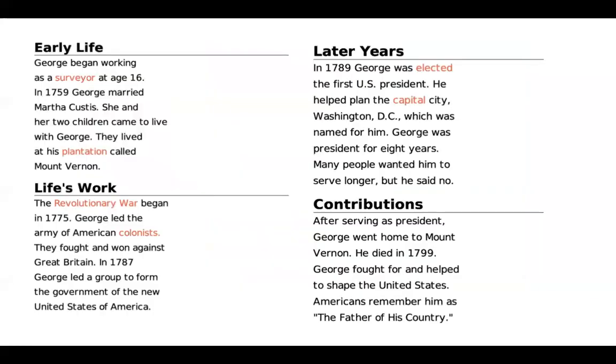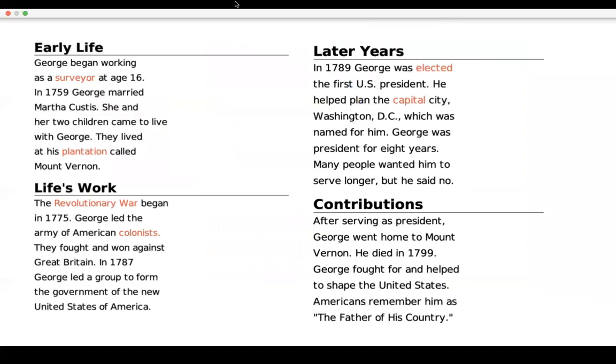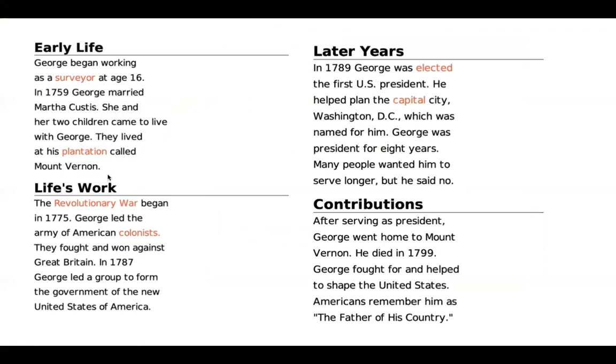Early life. George began working as a surveyor at age 16. In 1759, George married Martha Custis. She and her 2 children came to live with George. They lived at his plantation called Mount Vernon. These are really good details that tell me about his early life, but I don't see any details that tell me about him being a leader. So I'm not going to annotate any of these sentences with a star. I'm going to keep reading.